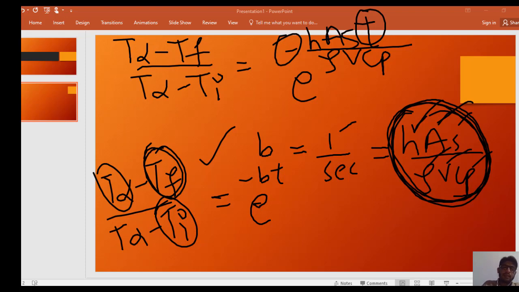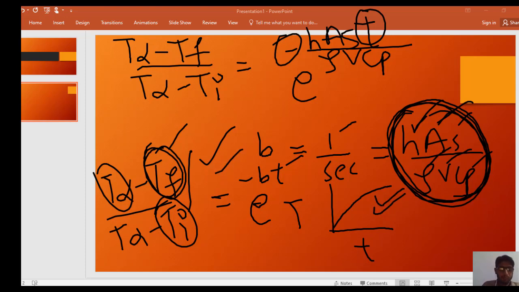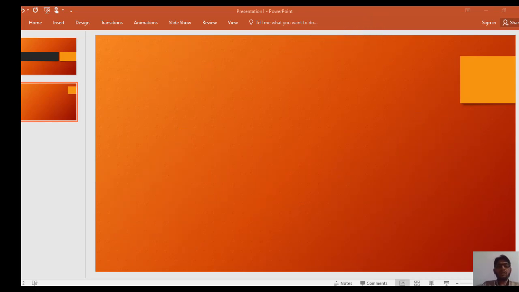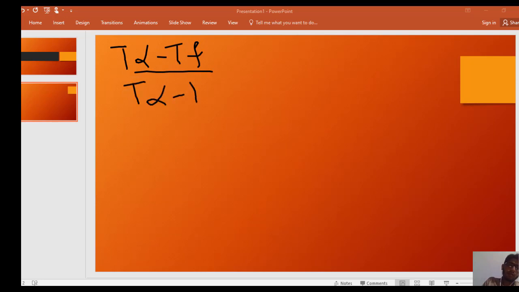So there is an exponential relation between temperature and time, and graphically we can write it. This is the time and this is the temperature. So the temperature changes with the passage of time, and graphically we can express this exponential relation. So we can write this relation as T infinity minus Tf over T infinity minus Ti is equal to e to the power minus B into time.